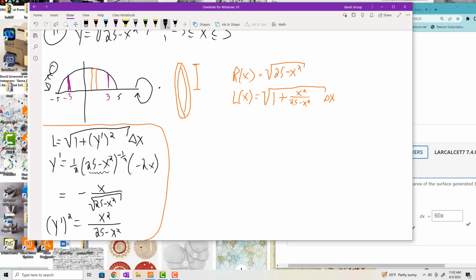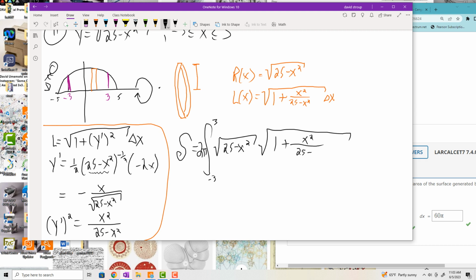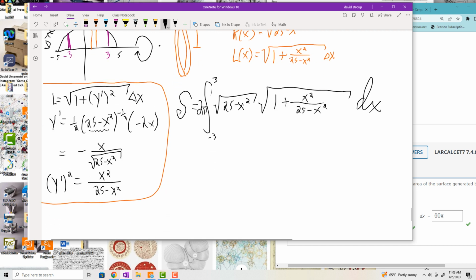But anyways, the surface area is going to be the integral from negative 3 to 3 of, well, we need a 2 pi, and then we need the R formula, just the square root of 25 minus x squared, and then we need the L formula, which will be the square root of 1 plus x squared all over 25 minus x squared, and then delta x, or dx. Okay, it looks nasty, but it's going to simplify pretty well once you work a little bit with that second square root.